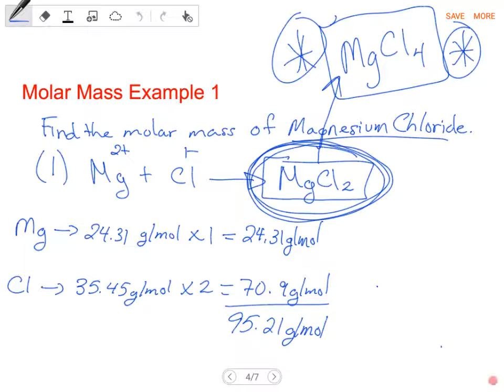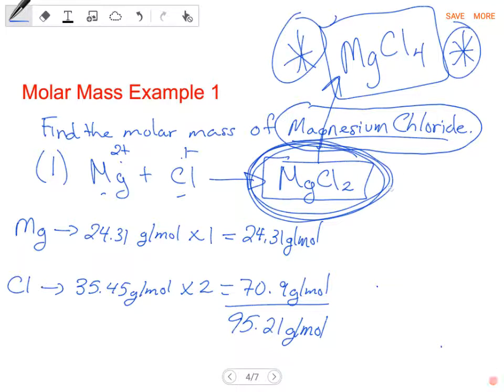All right, now let's try another example. There is another way this might happen. In some cases, you simply are going to be given the formula. So here's a question. Find the molar mass of magnesium chloride. Well, you're going to need to figure out the formula. Here's magnesium, here's chloride, chlorine. How do they go together? That's MgCl2.